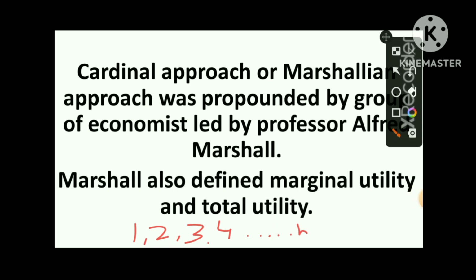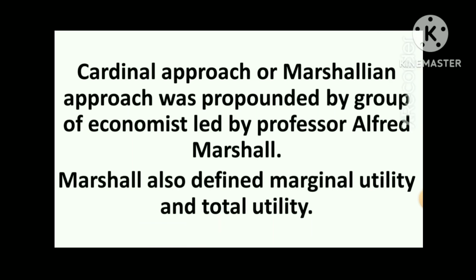They said that utility can be measured in terms of amount of money or monetary units. Marshall also defined marginal utility and total utility. Marginal utility is the utility derived from consumption of one additional unit of a commodity, and the total utility is the sum total of marginal utilities derived from consumption of all the units of a commodity.